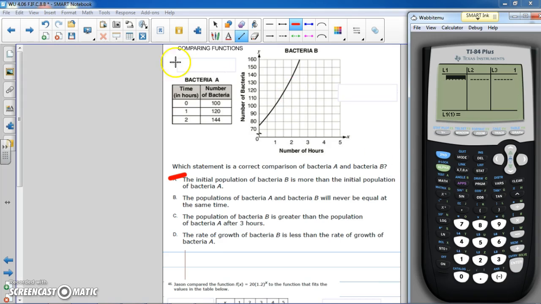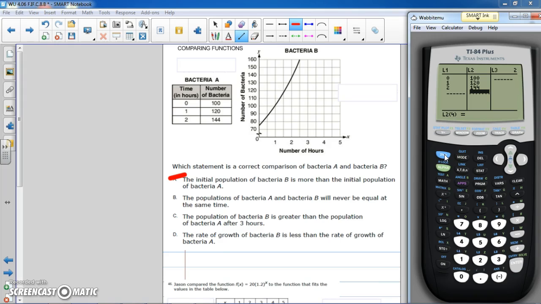Bacteria A, the L1 is going to be my time, and L2 is going to be the number of bacteria. Okay, remember that L1 is always your independent values, your X values, and L2 is always the dependent values, your Y values. All right, so in L1, I'm going to enter in 0, 1, and 2, and in L2, I'm going to enter in 100, 120, and 144.